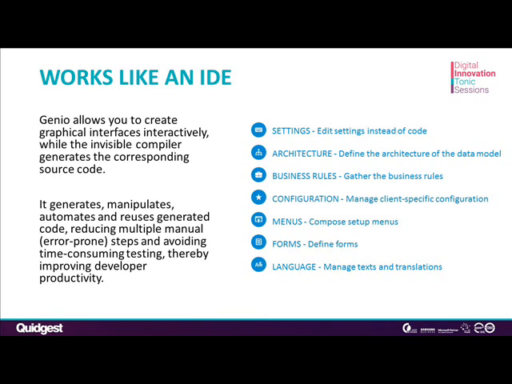And here on the right you have some of the things that you can do on Genio. You can edit settings instead of editing on the code. You can define the architecture and the business rules and all the configuration. You can define the menus and the forms, and you can even translate and define the language for that system. And Genio generates, it manipulates all this information into the final system.